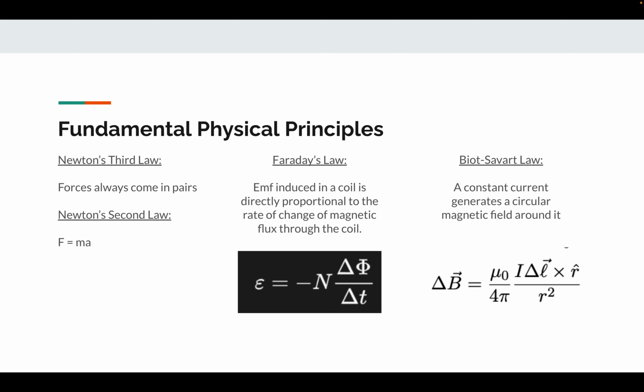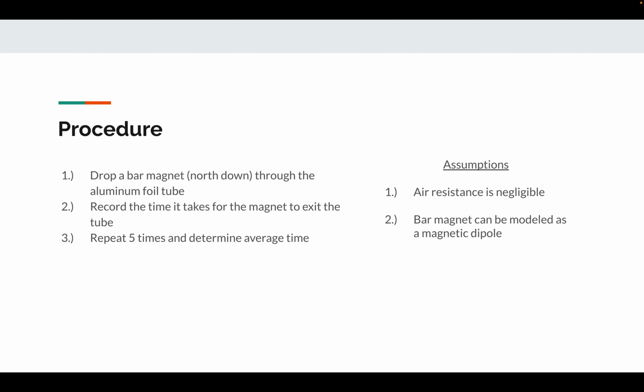So some important principles is Newton's third law, which states that forces always come in pairs. Newton's second law, which states that the force is equal to the mass times acceleration. Faraday's law, which states that EMF induced in a coil is directly proportional to the rate of change of the magnetic flux through the coil. And Biot-Savart law, which states a constant current generates a circular magnetic field around it.